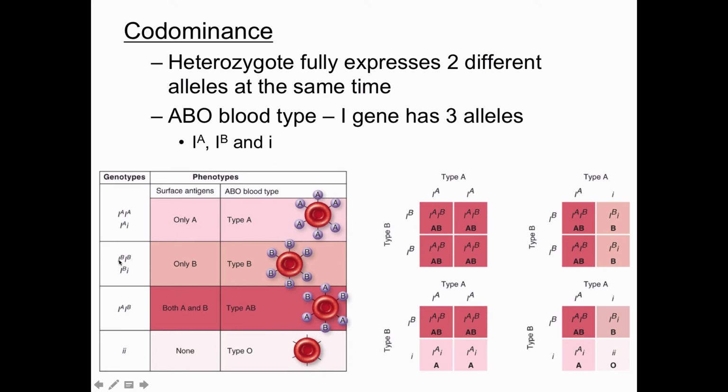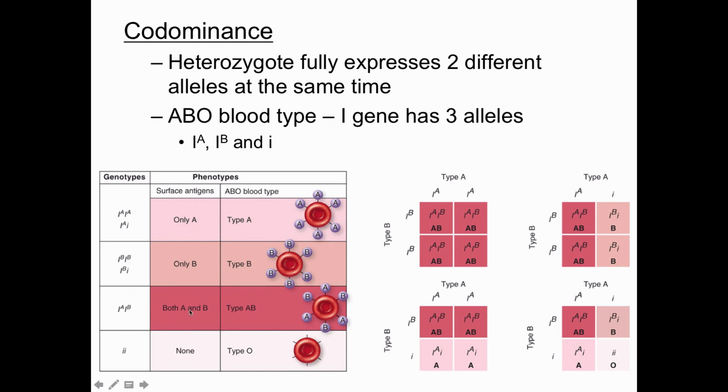If you're B, your choices are big I, big B, big I, big B for being homozygous dominant, or big I, big B, little i, heterozygous. Still type B blood. And it's because the little i has no surface antigens. They don't have anything to add to that.